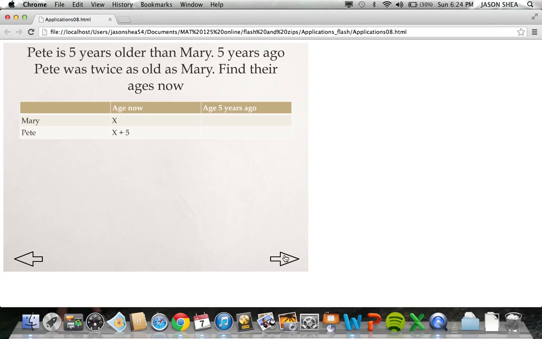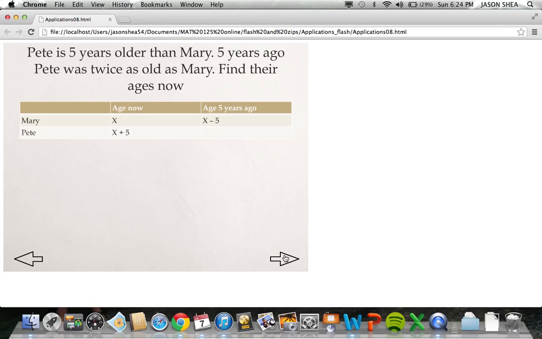With that, let's try to fill in the chart where it says Mary under 5 years ago. We fill in x minus 5 for Mary's age 5 years ago. This is because Mary's current age, as far as we know, is x, and to find someone's age 5 years ago, you just take their current age and subtract 5 from it.